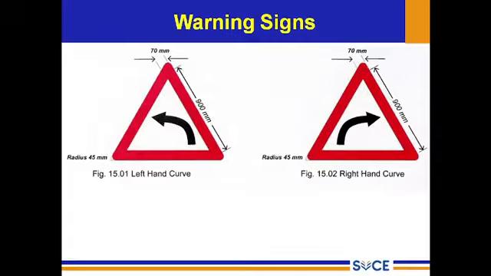First one, take the left hand curve. If there is a left hand curve, the symbol is given like this. The dimension is 900 millimeter, whereas the border thickness is 70 millimeter, which is a medium size board, with the white background as usual. The apex is upward since it's a warning signboard, an equilateral triangle, and the symbol is in black color. Normally this symbol is used for a right hand side curve.